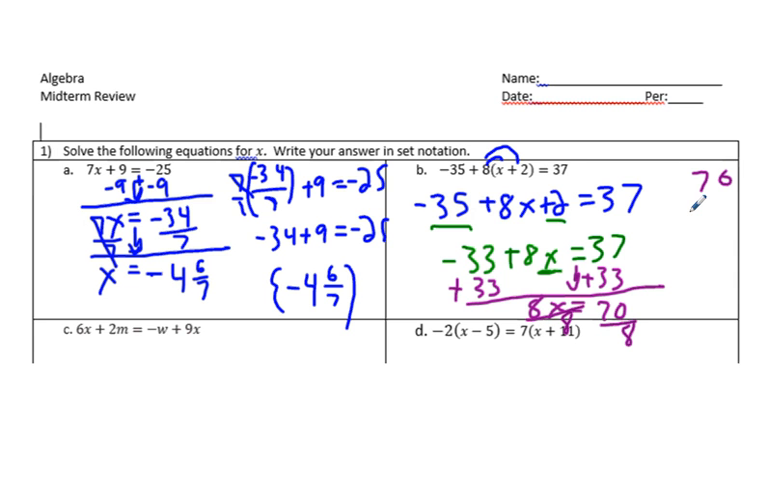And 70 divided by 8 is 8. 8 times 8 is 64. Difference of 6. So it would be 8 and 6/8, which is also 3/4. So x equals 8 6/8, or we could say 70/8. So just put it in the set notation, 70/8. And again, we could check our answer by plugging in the 70/8 for x.